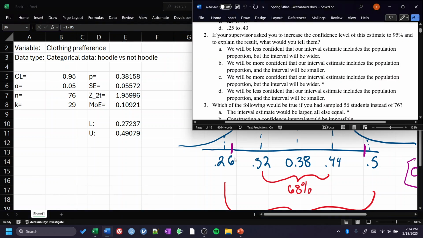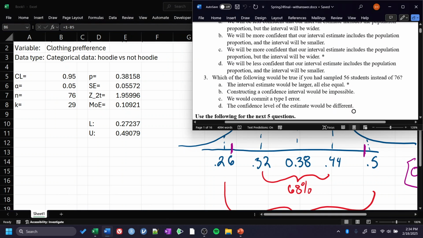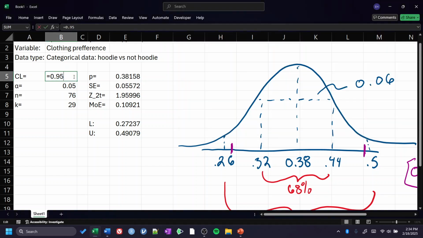All right, let's look at one more. I think this is the last one in this part. Okay, which of the following would be true if you had sampled 56 students instead of 76? Well, guess what? This is also going to be a simple fix too. All we have to do is change here from 76 to 56, and we can see what's going to happen. What's going to happen to our interval?